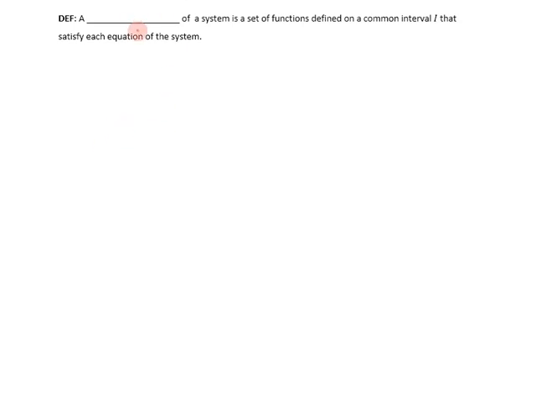My apologies. All I wanted to say with this last blank is that the solution of a system is a set of functions defined on a common interval I that satisfies the whole system. So if you have a system of equations, you have to check that your solution, your x and your y function, would satisfy every equation, both equations in your system.